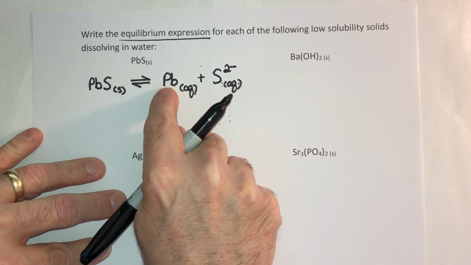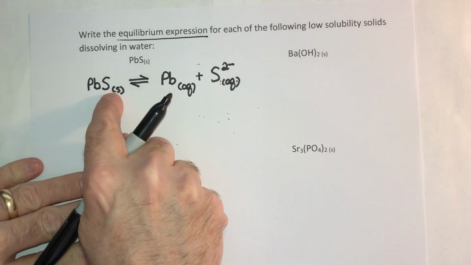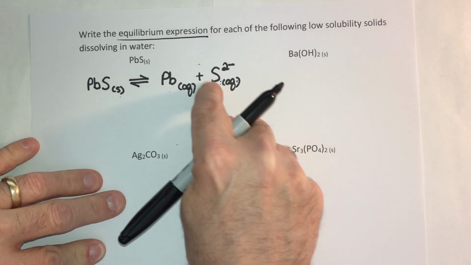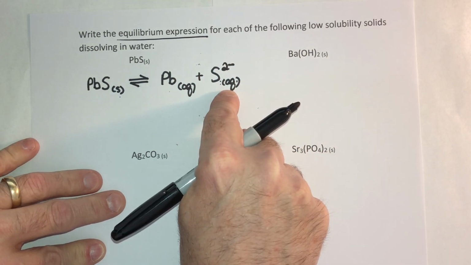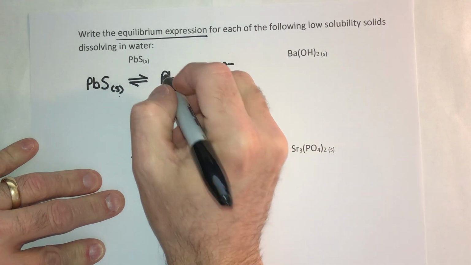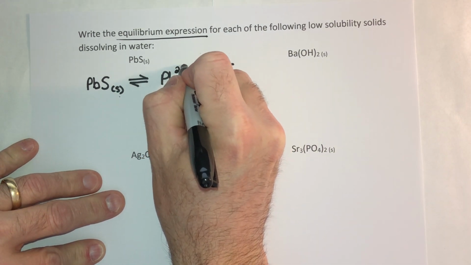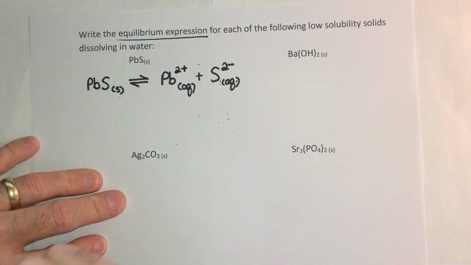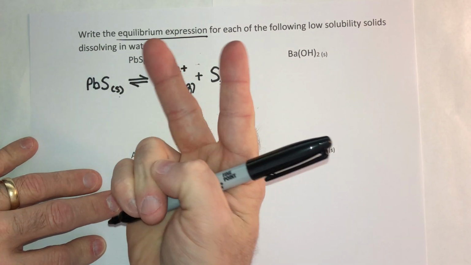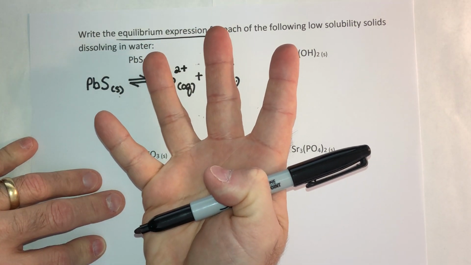So if you've only got 1 lead and 1 sulfur, right? 1 lead, 1 sulfur. And you know the total amount of negative charge is -2, then the total amount of positive charge will have to be a +2 to balance it. That's how you know it's lead 2+ and not lead 4+.